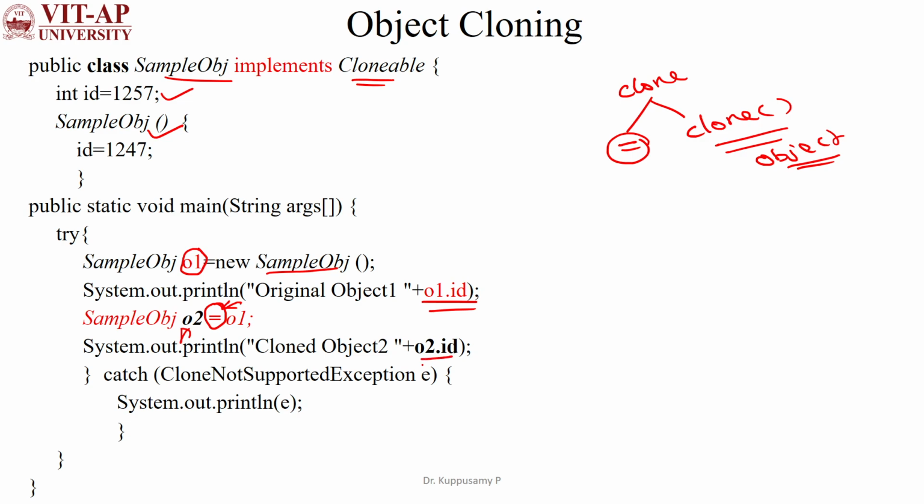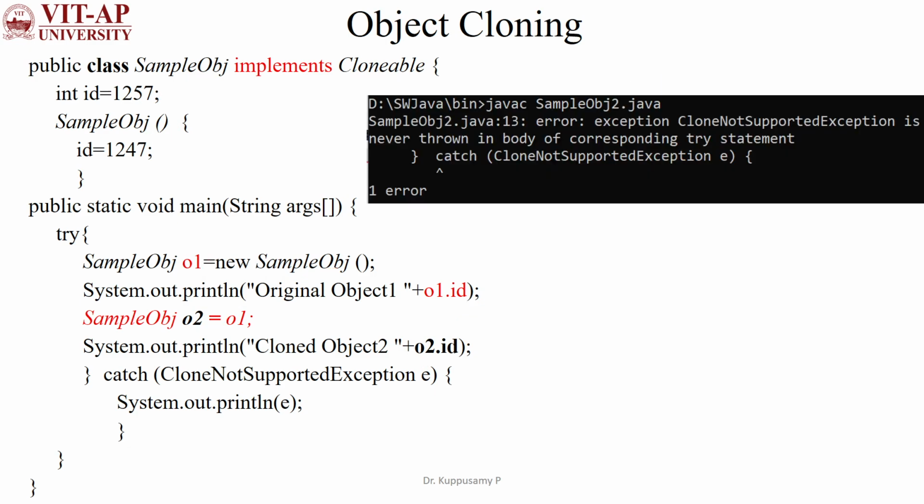So here, which is also giving the value O2 dot id. Now we will see the output by using the same O1 and O2, but here we are using the assignment symbol. This gave an error because we are not using any clone method. Since we are not using the clone method, which generates the exception, CloneNotSupportedException is never thrown in the body of the corresponding try statement. So here we didn't use the clone method, that's why it is generating the error.